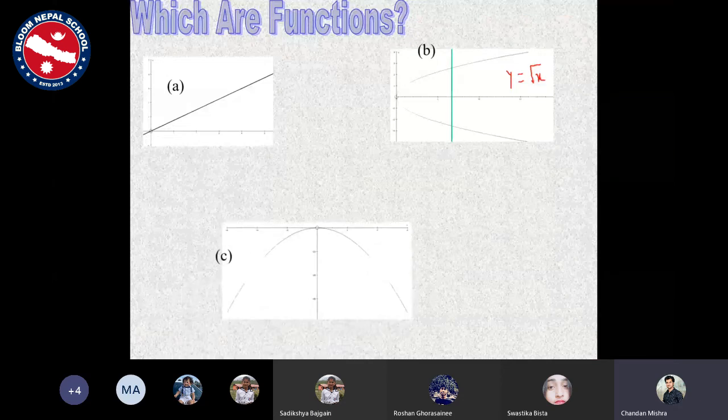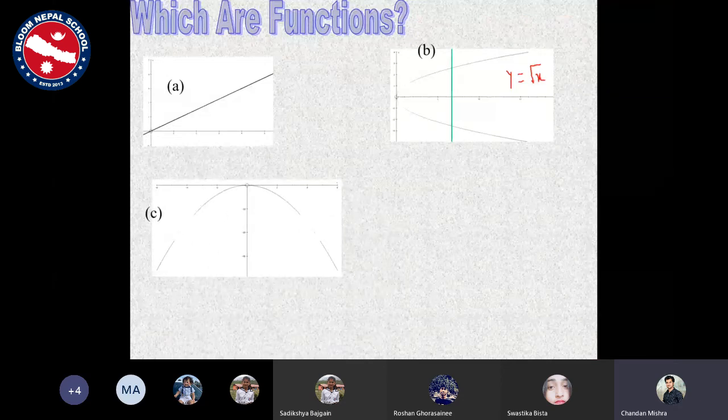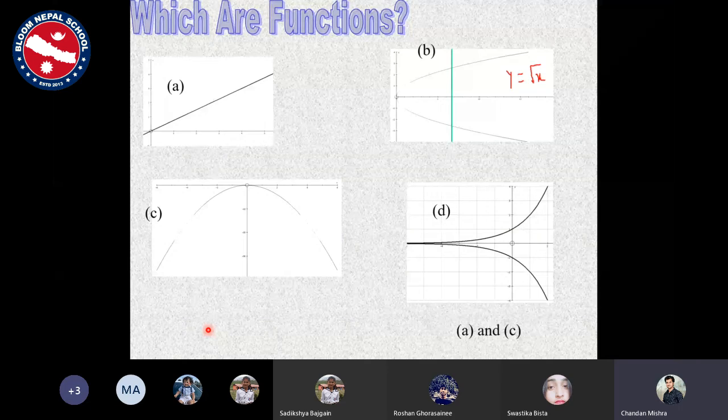when you draw a vertical line, a vertical line means a line that is parallel to the y-axis. So this is the y-axis, right? When you draw a line parallel to the y-axis, and if it cuts the relation or the graph at more than one point, then we know that it is not a function, right? But when you draw a vertical line and it cuts the graph at only one point, then it is actually a function, right? So we covered that one.